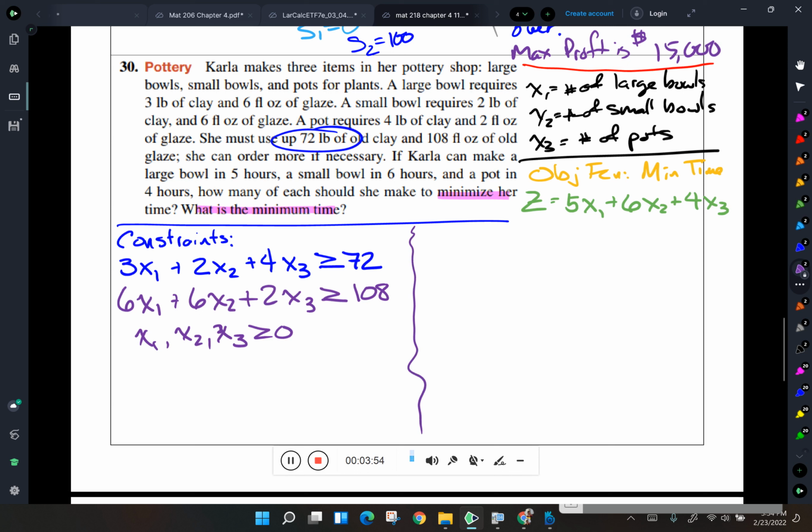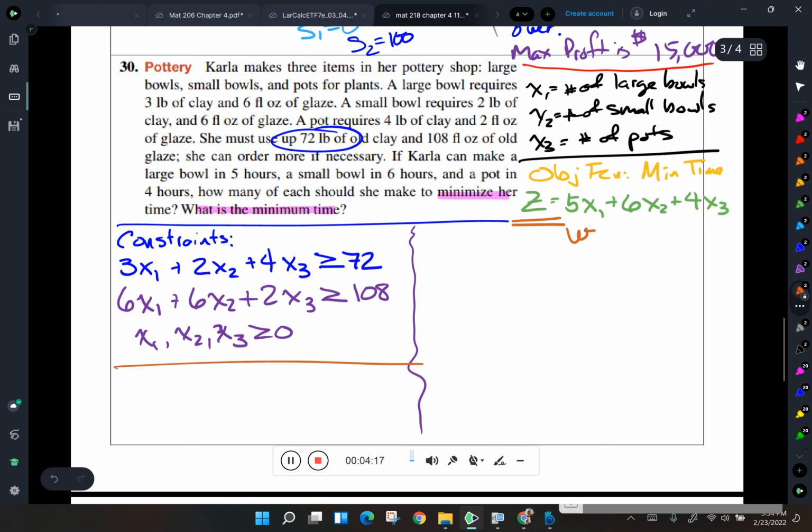Now, one thing that might be an issue is in some of the homework problems, because this is a minimization problem, they might not use the letter Z, they might use the letter W, because W is traditionally used with minimization problems. It really doesn't matter. It's just the value of the objective function. Whether you call it Z or W doesn't matter.